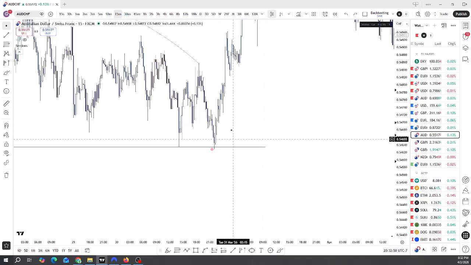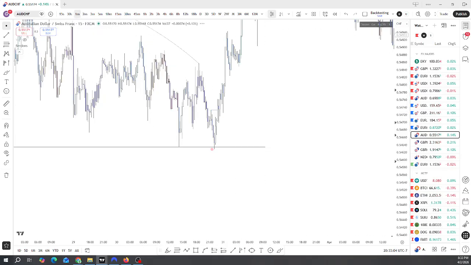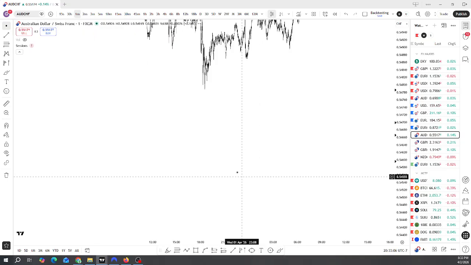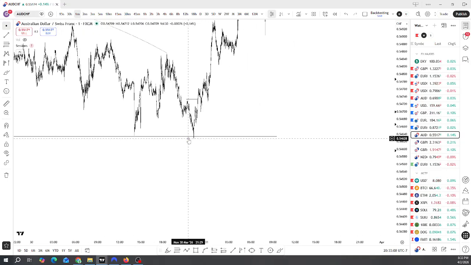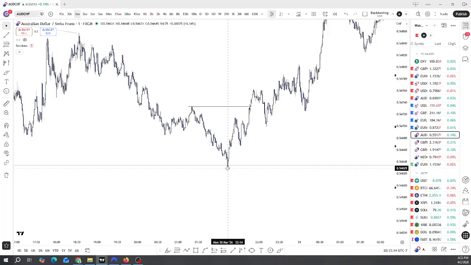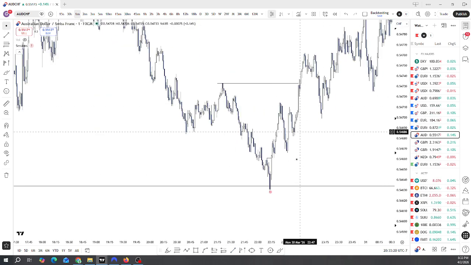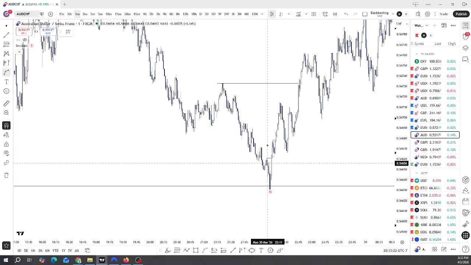So 15-minute break is what I entered on. There was an even lower time frame break of structure. I just was not at home for that confirmation. I got home kind of like as this candle was closing, and I was like, oh shit. So yeah, this could have been a valid entry for like 15 RR. As you can see, nothing really protecting price.